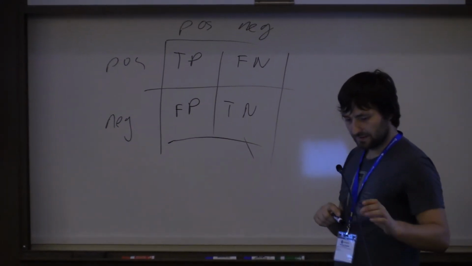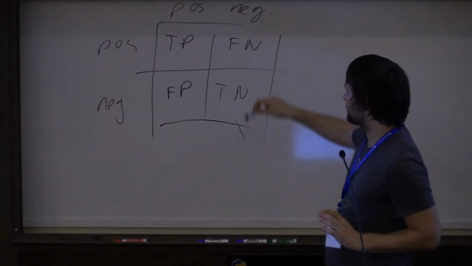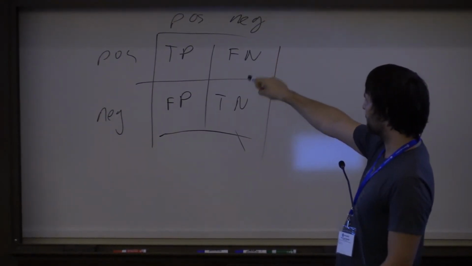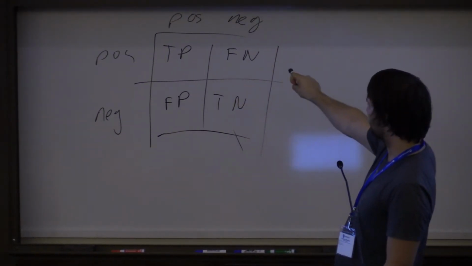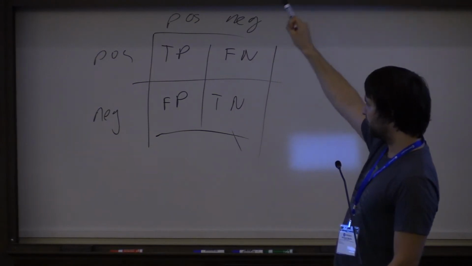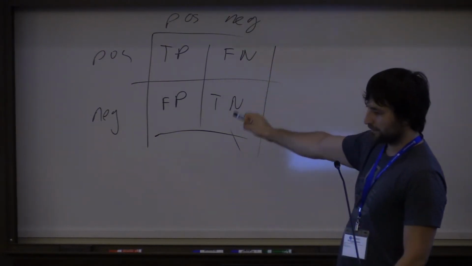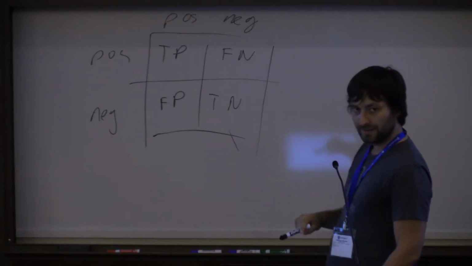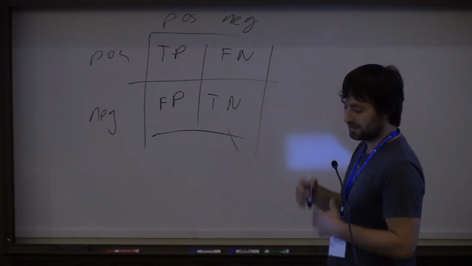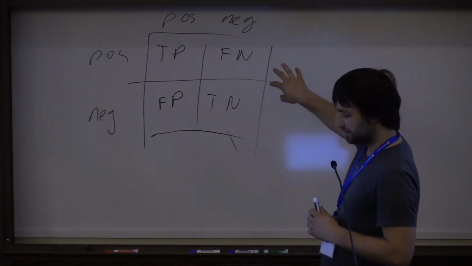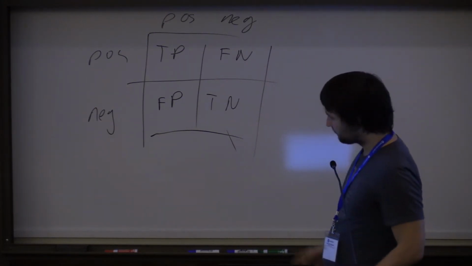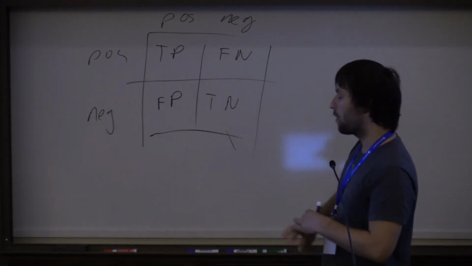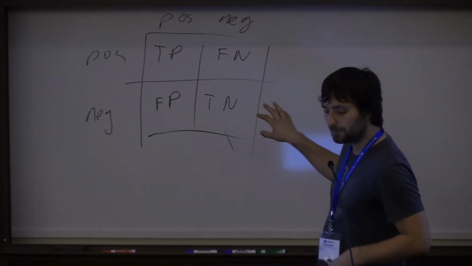So, this is the binary confusion matrix. Positive classified as positive is true positive, positive classified as negative is false negative, negative classified as positive is false positive, negative classified as negative is true negative. These are 4 numbers that are very fine-grained information about binary classification, and then there's a whole zoo of metrics you can derive from this.